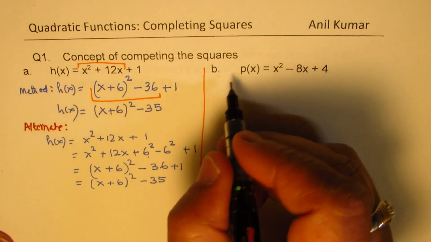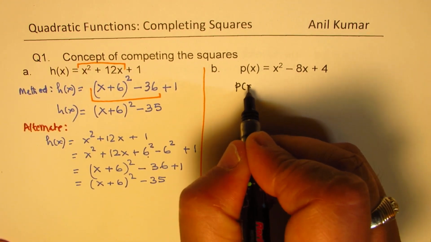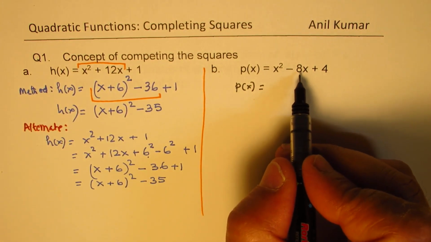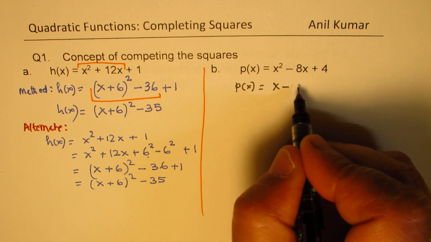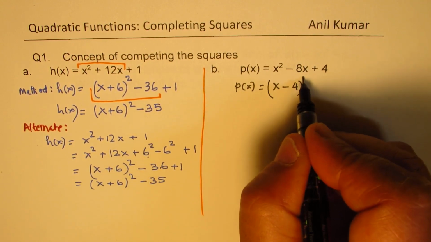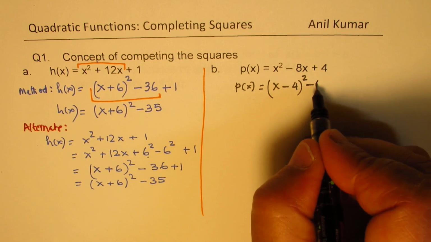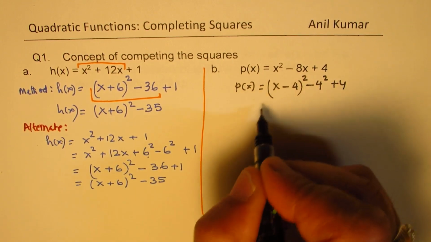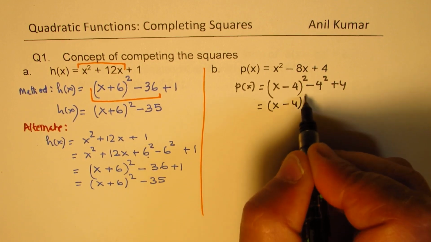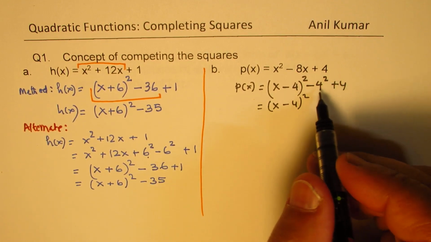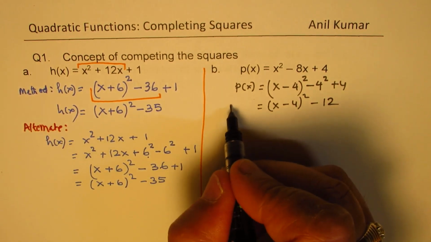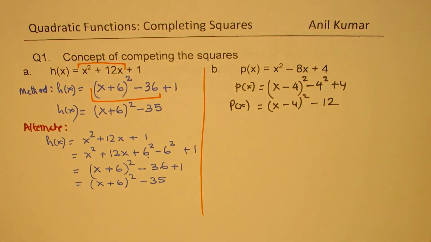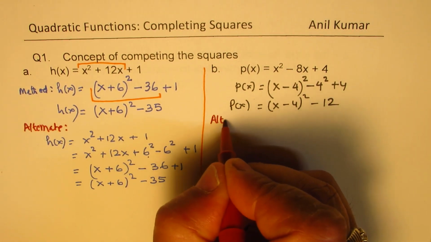Let's do the next one, right? So we'll do it with both the methods. So we could write this as p of x equals to, whenever it is an even number, this method is perfect. We can write this as (x minus 4), because this is minus, 4 is half of 8, whole square, and then minus 4 square. Let me write 4 square this time, plus 4, right? So we get this as (x minus 4) whole square, and that is 16. Minus 16 plus 4 is minus 12, correct? So we get our answer p of x as equal to that, right? Now let's do the second method, which we are saying the alternate method.